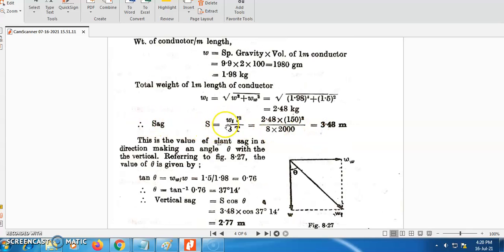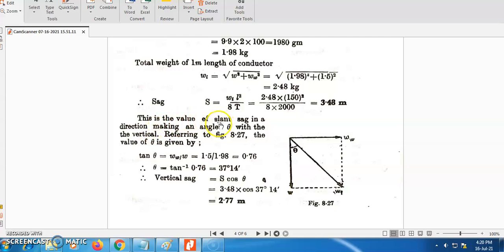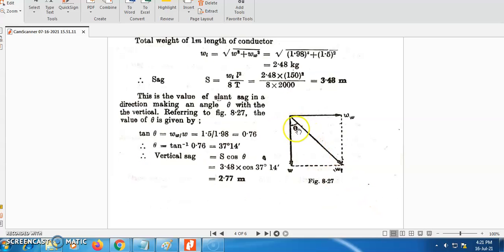So now sag is equal to total weight into L square divided by 8T. The total weight is this one. Length between the two supports is 150, squared, divided by 8 T, giving 3.48 meters. This is the value of the slant sag, in a direction making an angle theta with the vertical. Referring to this figure, your gravity weight, that is your conductor weight, will act in this direction. Your wind force will act in this direction. So the resultant weight will act in this particular direction. So you need to find out the particular angle theta.